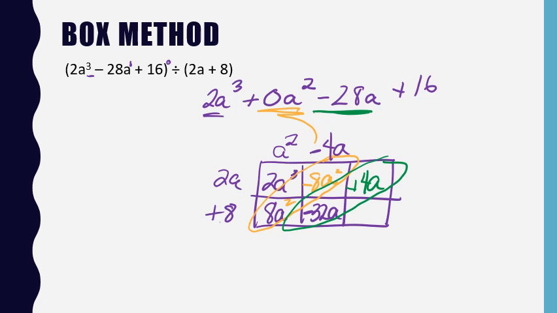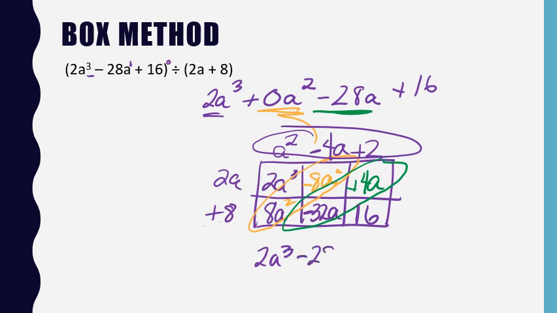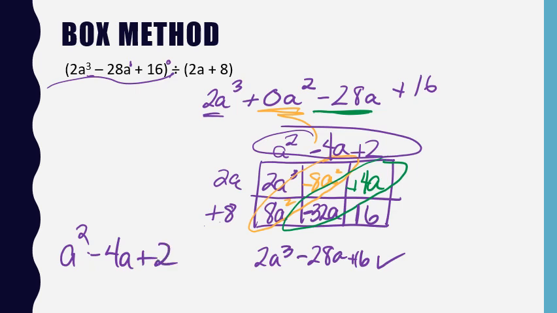Okay. And then to find out what my last term is, 2a, to get 4a, I've got to multiply 2a by 2. So plus 2. 2 times 8 is 16. Okay. And you can double check real quick by adding up your diagonals if you wanted to, because really we're multiplying. Here's our final answer. If I simplify what's in the box, 2a cubed, the 8a squareds cancel, negative 32 plus 4 is negative 28a, and then 16. So that matches what we started with, okay? And so our answer is a squared minus 4a plus 2.